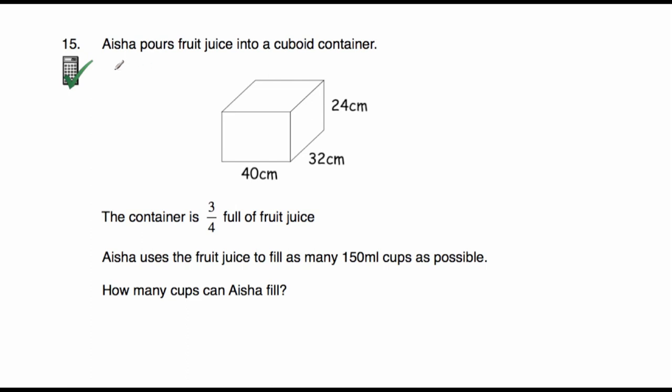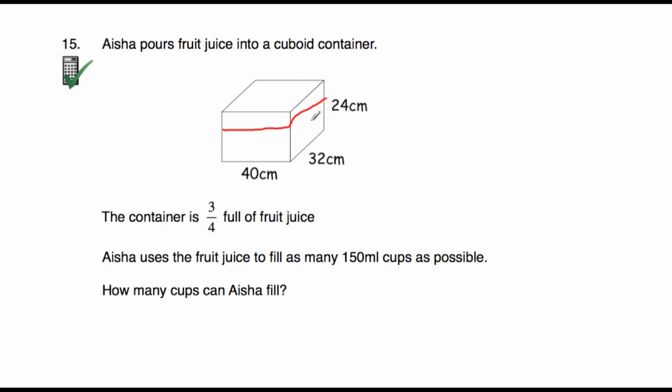So our next question says, Aisha pours fruit juice into a cuboid container. And so we've got our cuboid container. It's got a length of 40 centimetres, a depth of 32 centimetres, and a height of 24 centimetres. And the container is 3/4 full of fruit juice. It's not full, it's 3/4 full, so it's roughly that depth. So if you were to fill it up with fruit juice, it's going up about 3/4 of the depth. And the question says, Aisha uses the fruit juice in the container to fill as many 150 ml cups as possible. How many cups can Aisha fill?